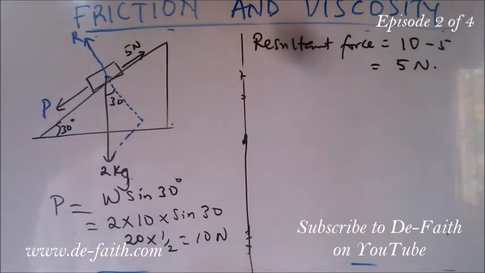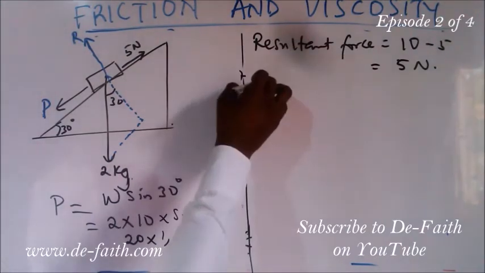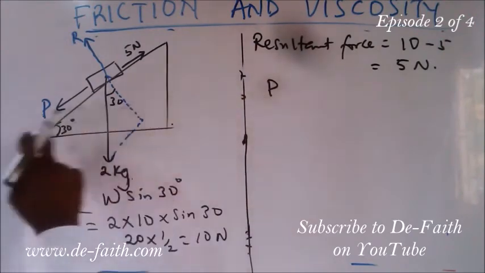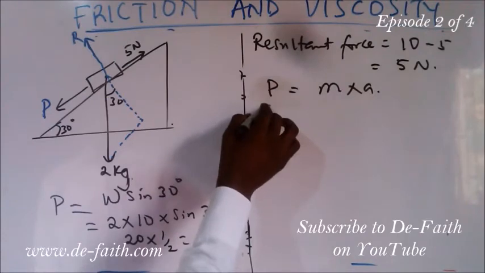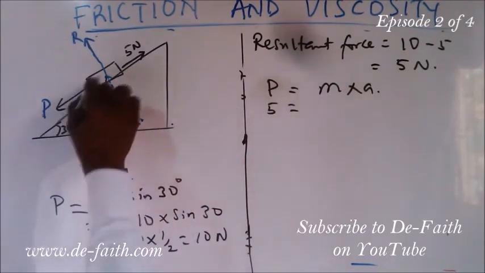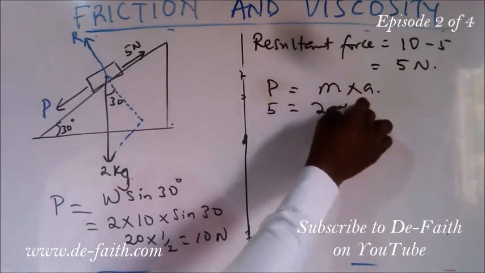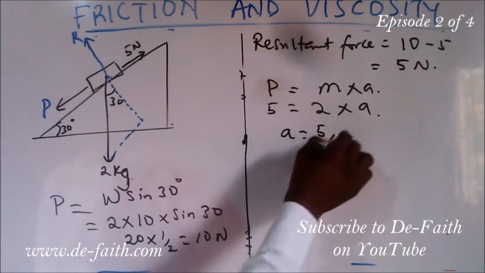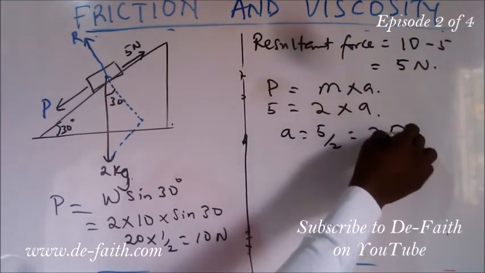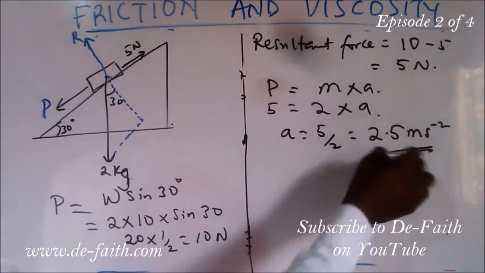In the second part, we're asked to calculate the acceleration if a frictional force of 5 Newton acts between the body. So we know that the force, which is P, equal to mass times acceleration. Here the force is 5 Newton. And the mass of the body which is moving is 2 times the acceleration by which it will be moving. So A equal to 5 divided by 2, and that's 2.5 meter per second square. So that is the acceleration.